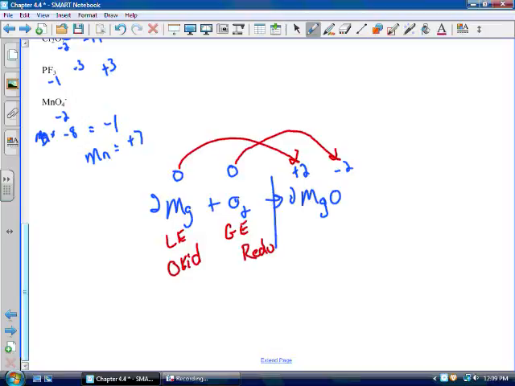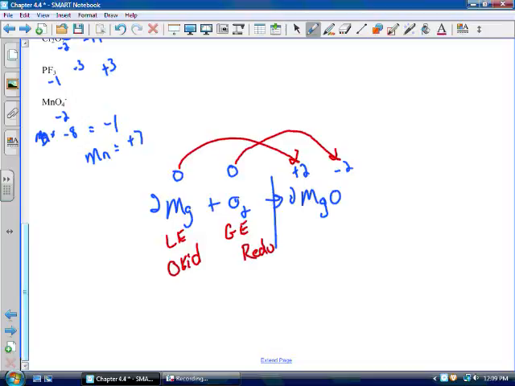So in this case, since magnesium is oxidized, it is the reducing agent. And since oxygen is reduced, it is the oxidizing agent. In the next coming section, we're going to look at how you use this to tell if some reactions actually do or do not occur.